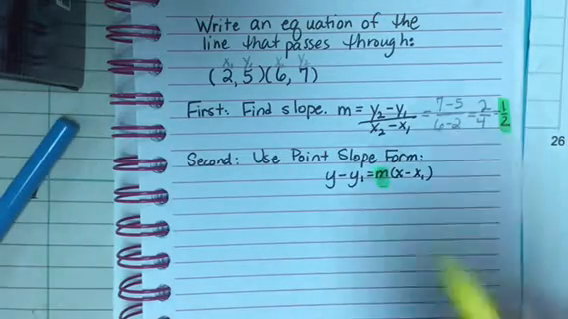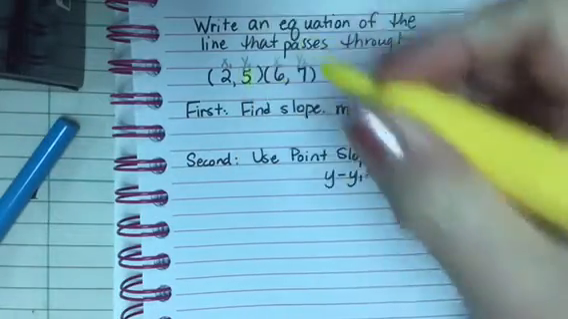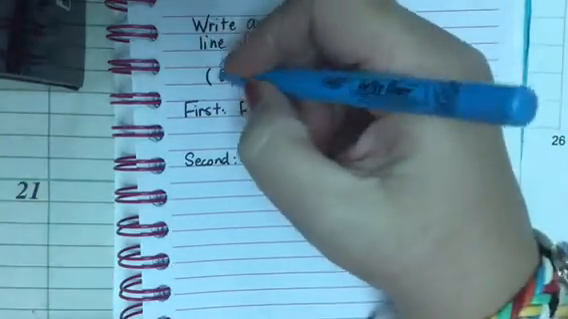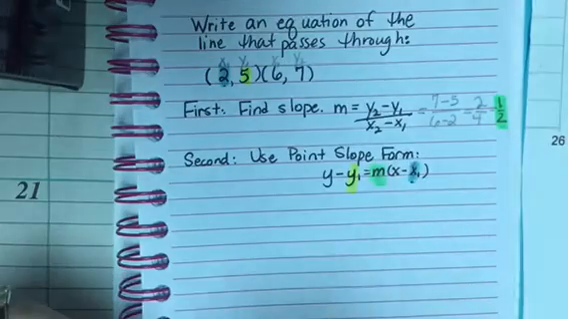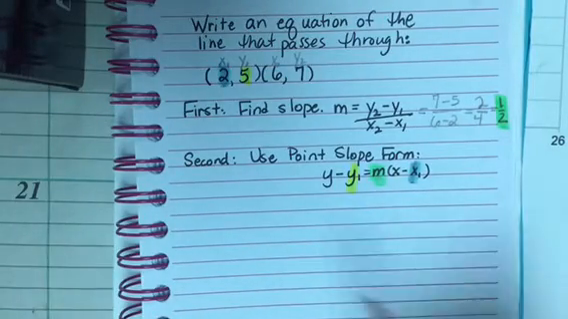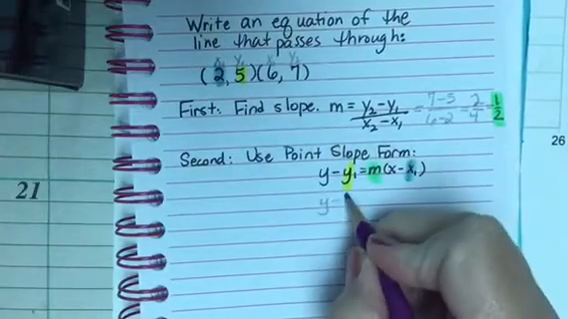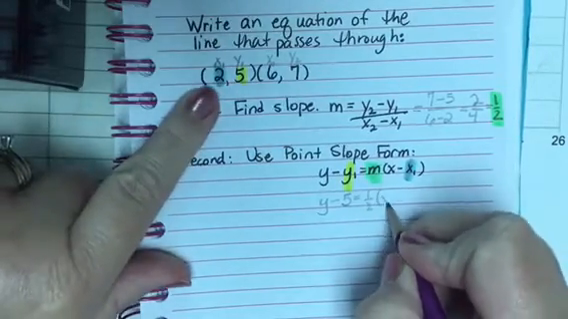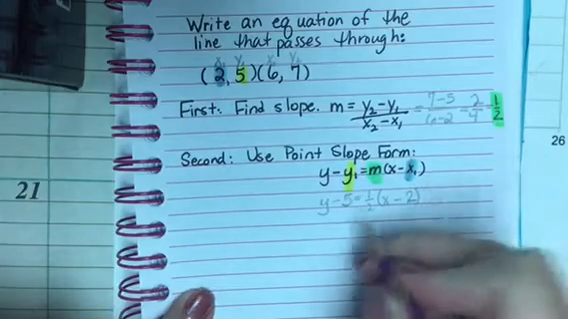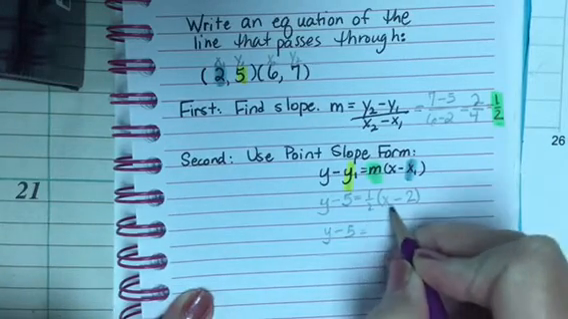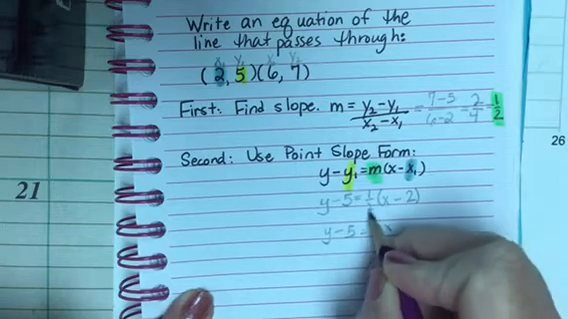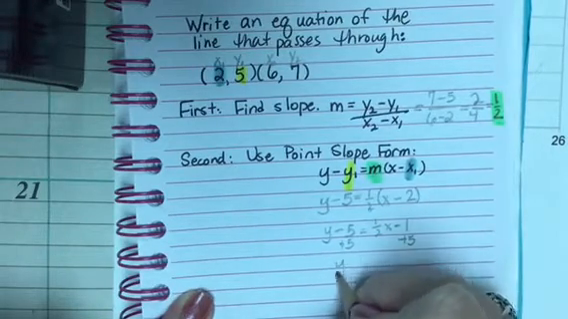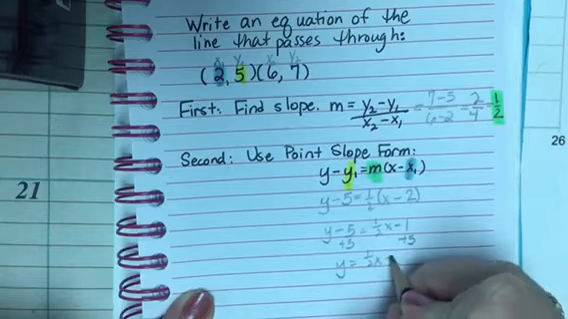Then you're going to substitute y1 into y1 and x1 into x1. You're going to substitute those numbers in. Let's go ahead and do that. y minus 5 equals 1/2 times x minus 2. Then you're going to distribute. y minus 5 equals 1/2 times x is 1/2 x, 1/2 times -2 is -1. Add 5 to both sides. So y will equal 1/2 x plus 4.